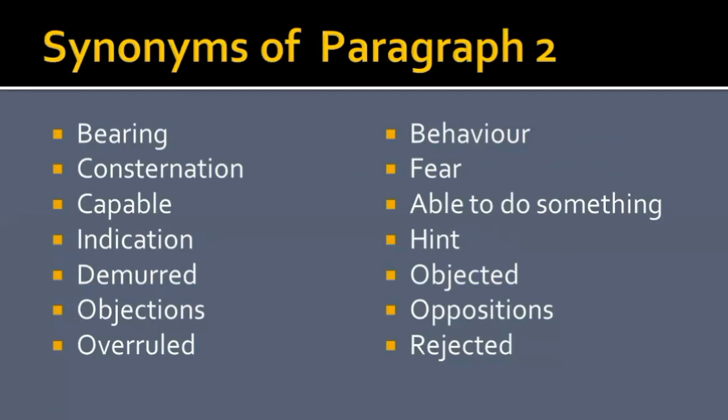Someone must go as the representative of the Padishah and deal with the situation on the spot. A strong, capable soldier was wanted. Capable means a person who is able to do something. Every indication, indication means hint, seemed to point to one man as being suitable for the work, and Mustafa Kamal was the man. At first, the British High Commissioner demurred, objected, but his objections were for once overruled. Objections, oppositions. Overruled, rejected.